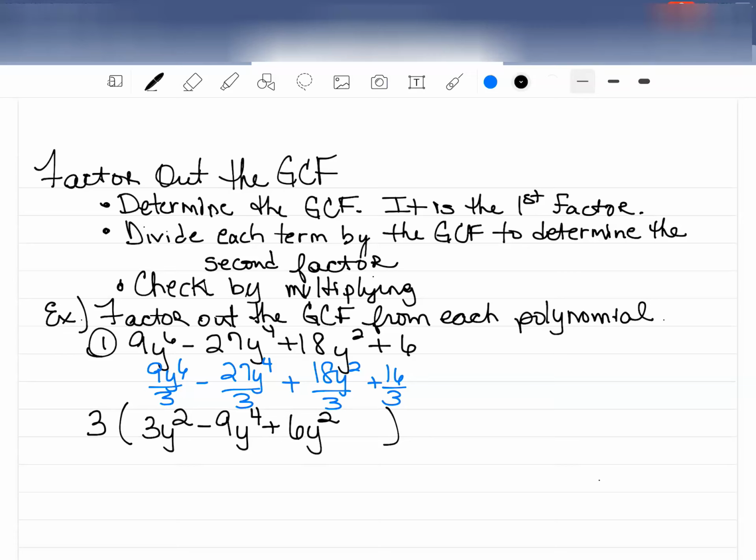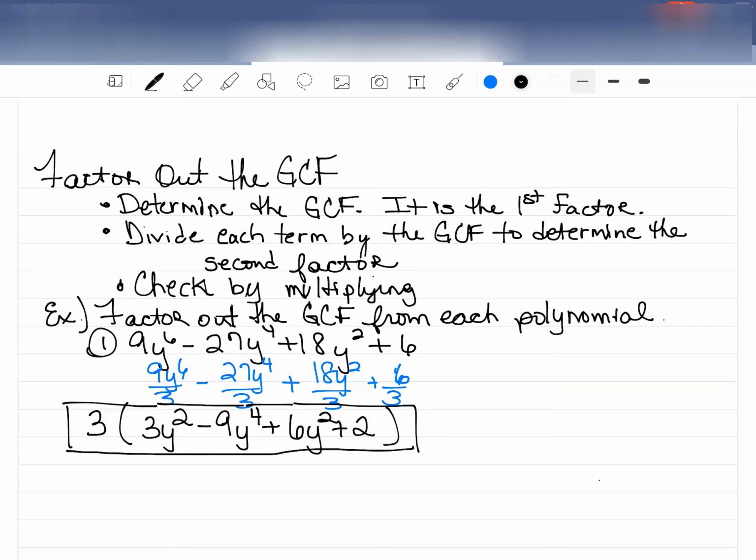On the last piece, 16 over 3. I'm sorry, I wrote 16. That should have said 6. 6 over 3 is going to give me a 2. It's a positive, so I have a positive 2. And now I've factored out my greatest common factor from my polynomial.